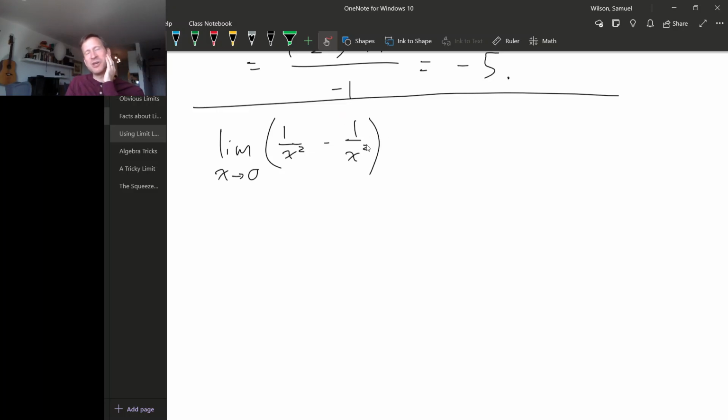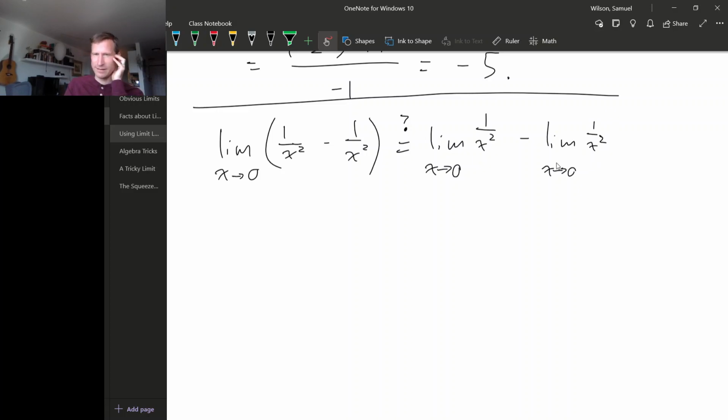Now I know what you want to do. You want to say, well, look, this is just 0. And you're right, it is just 0, but we should be able to use the limit laws, except for the fact that the individual limits are infinity. But if it were okay to use the limit laws, then we should be able to say this is the limit as x goes to 0 of 1 over x squared minus the other one, the limit as x goes to 0 of 1 over x squared.